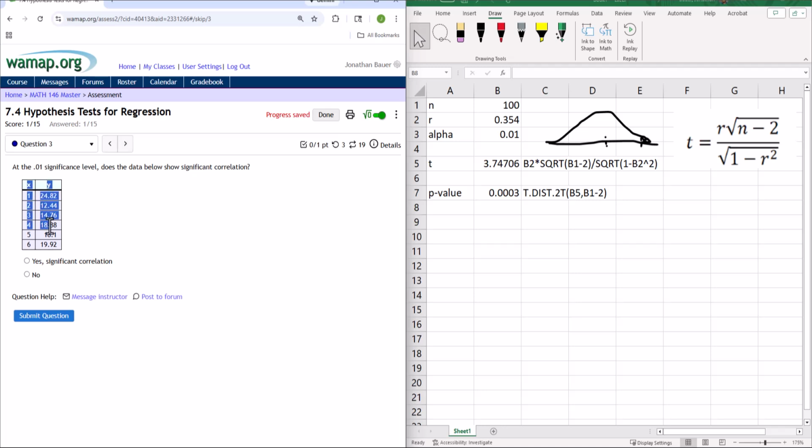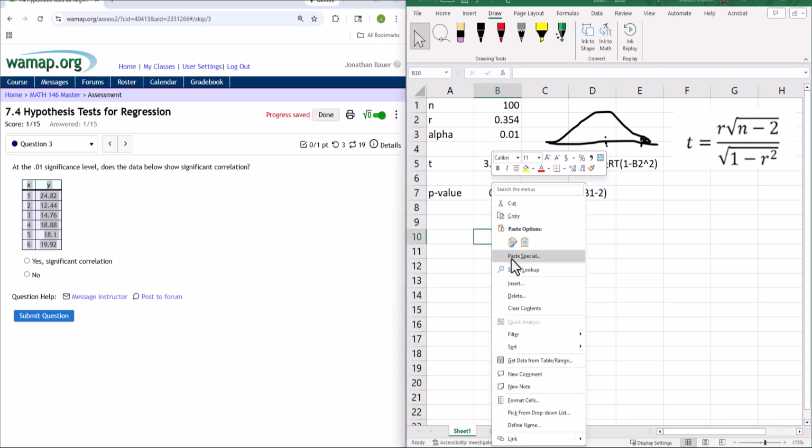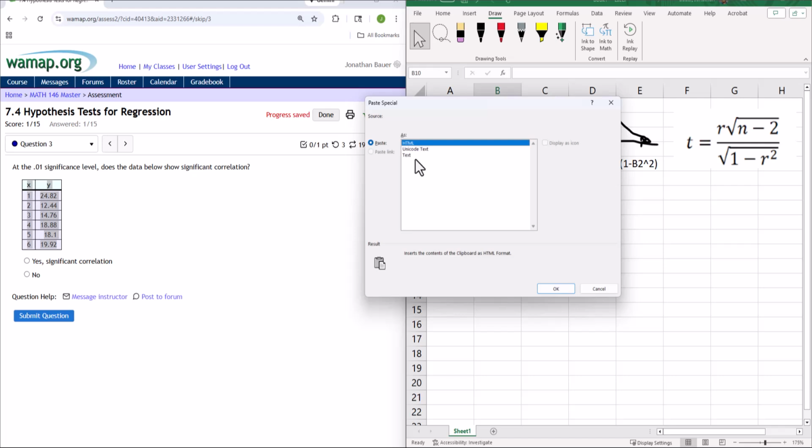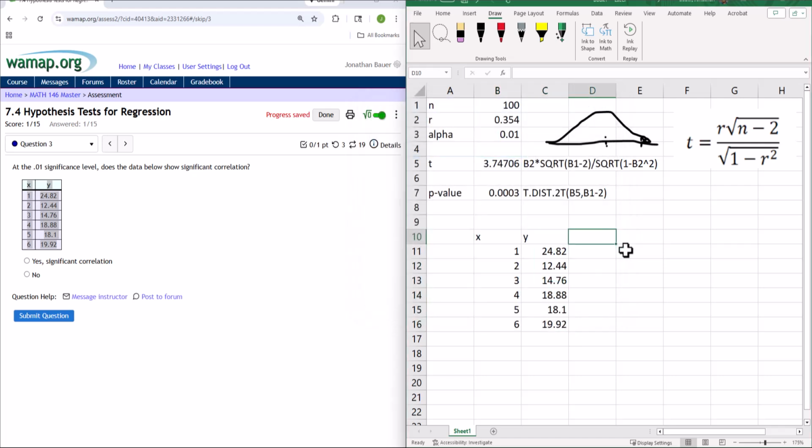A couple more questions like that, and then we get into ones with some data. So I'll grab the data, and maybe I have room to do it right here. I want to keep the formula close by. Paste special is a good idea. If you're not doing that, you really should.